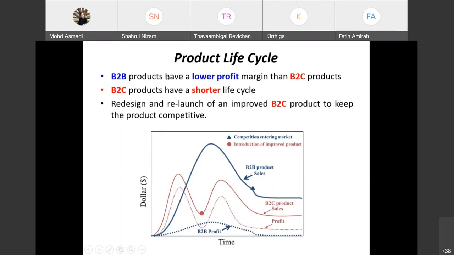B2B products also have a lower profit margin compared to B2C products. For B2C products, sales reach a peak and then reduce. This is because consumers may no longer be interested in your product, so you have to update it. We have to rebrand your products so that your margin or sales can increase again. So this is the difference: it depends on consumer trends and competitors for B2C products.